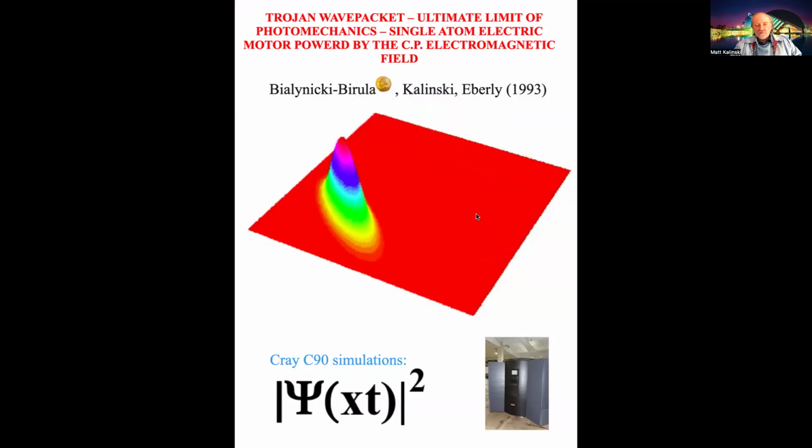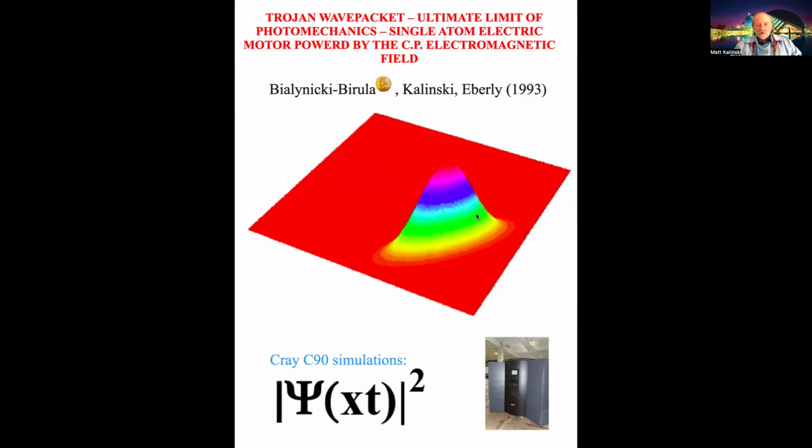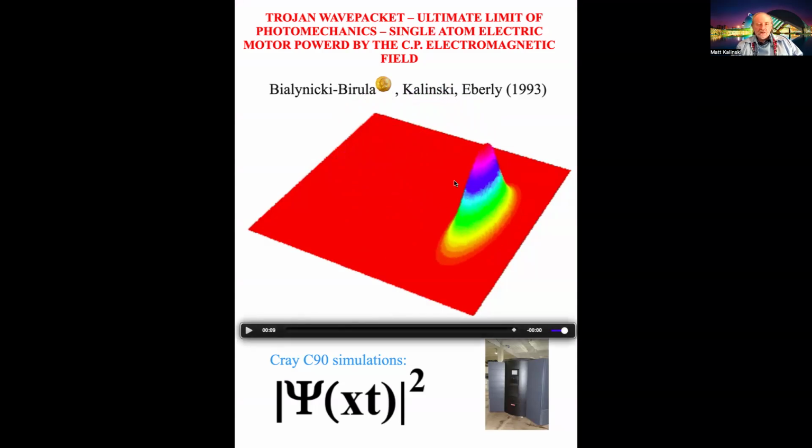You can call it the ultimate limit of photomechanics. The Trojan wave packet is basically a single-atom electric motor powered by a circularly polarized electromagnetic field. So you put a hydrogen atom in a wave with circular polarization, and under certain conditions you obtain motion of the electron in phase with the rotation of the electric field vector.